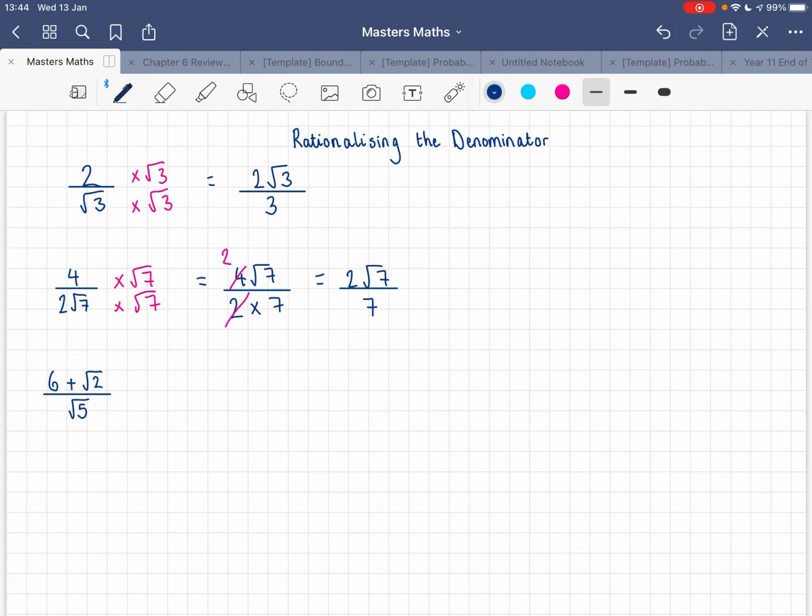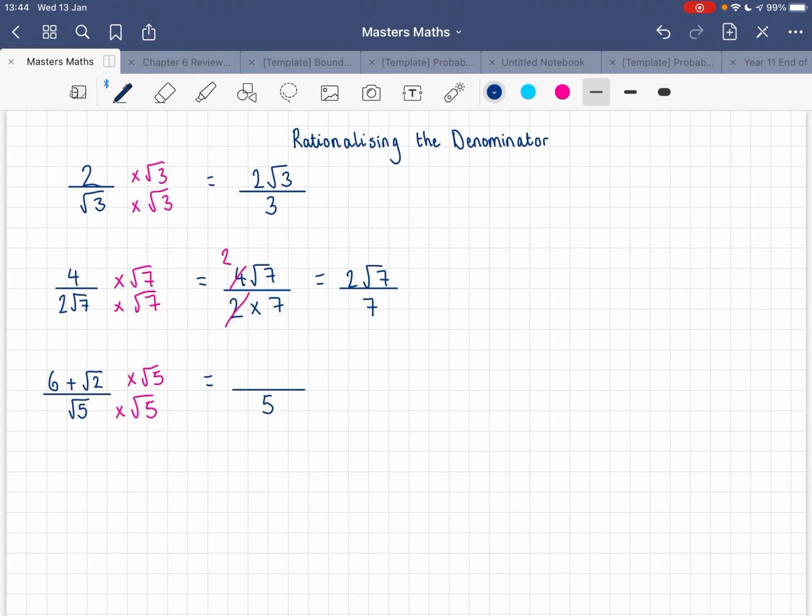Okay, the next one, I have 6 plus root 2 over root 5. Don't panic because there is a longer expression on the top of the fraction. We're still doing the same thing. We are still multiplying the top and the bottom by the root 5 to cancel out the third part on the bottom. So that gives me root 5 on the bottom of my fraction. No, it doesn't. It gives me 5 on the bottom of my fraction.